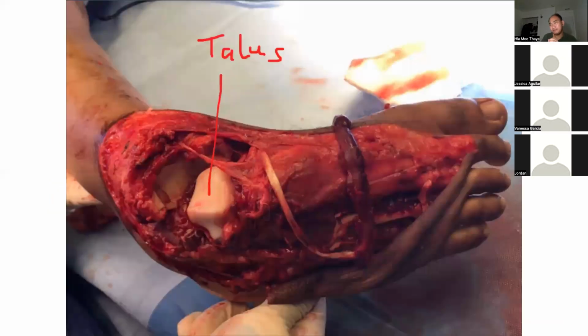So now you will become part of the team looking after this sort of injury. We can see the talus here. And we can see the joint surface of the tibia, the joint surface of the fibula, and we can see the tendons being ripped off.